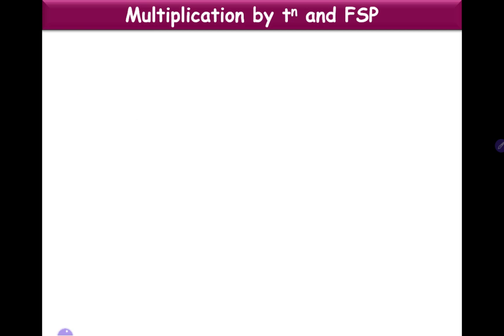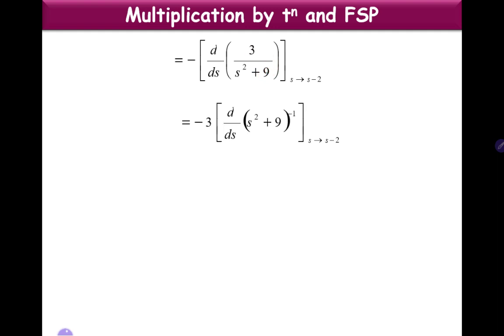So what is L of sin 3t? It is 3 by s square plus 9. So it is equal to minus d by ds of 3 by s square plus 9, where s should be replaced with s minus 2. Here 3 is a constant, so it can be taken outside, and 1 by s square plus 9 can be written as s square plus 9 whole power minus 1, and its derivative is minus 1 into s square plus 9 whole power minus 2 into the internal derivative. The derivative of s square plus 9 gives 2s, where s is replaced with s minus 2.